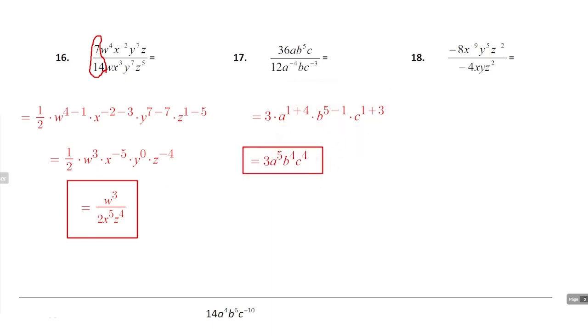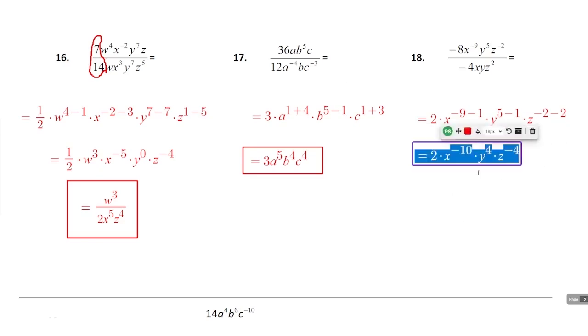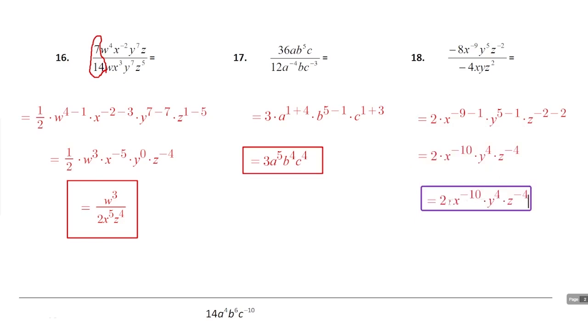For number 18, I'm going to set this up very similarly. And all these work out basically the same way here. Negative 8 divided by negative 4 is just going to be 2. And then I have times x to the negative 9th minus 1 times y to the 5th minus 1 times z to the negative 2nd minus 2. So we get 2 times x to the negative 10th times y to the 4th times z to the negative 4th power. Now I do have some negative exponents in there, so I will need to rewrite this.